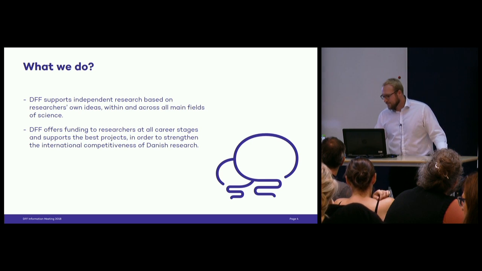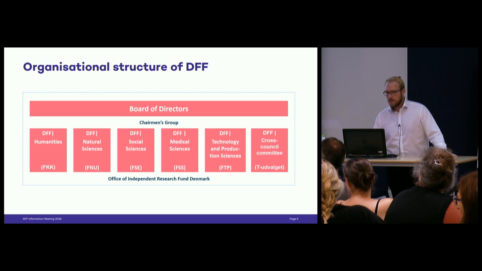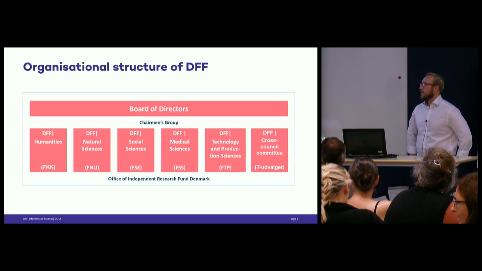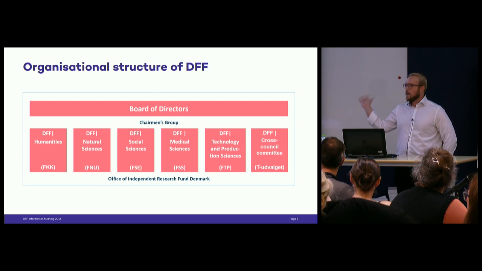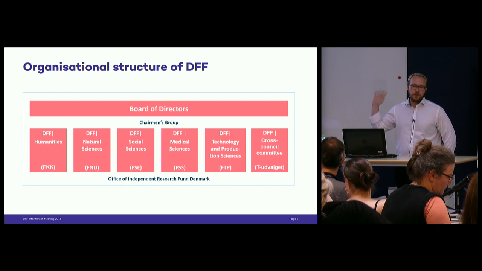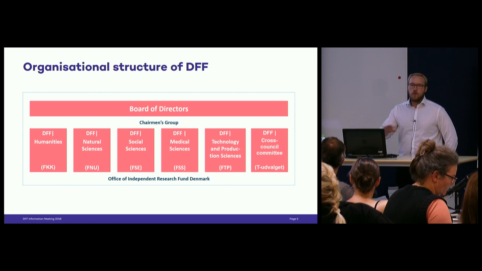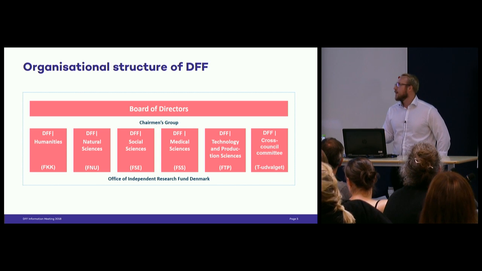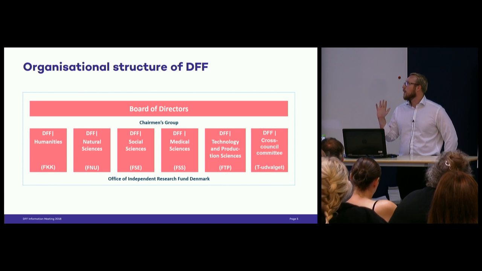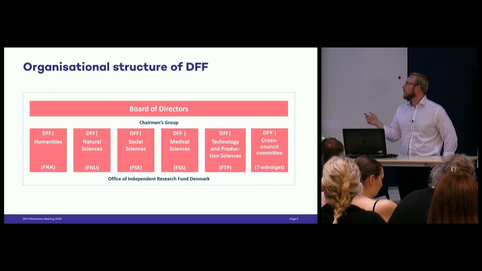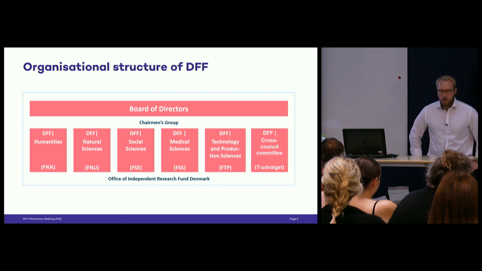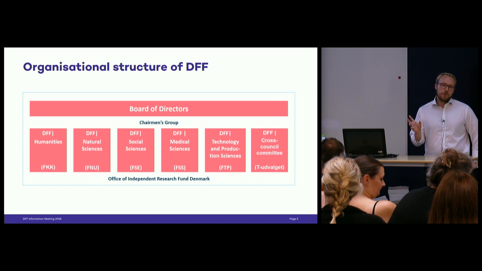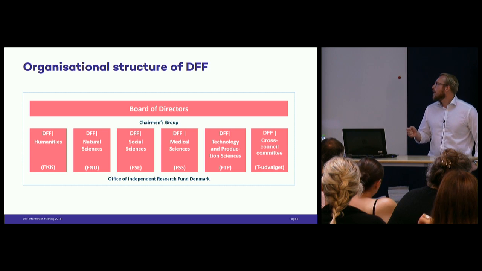Yeah, welcome. So this is the organizational structure of DFF. Us mere bureaucrats are at the bottom, and we service the research councils, which cover all scientific fields, or at least we aim to. So there's the Humanities Council, the Natural Sciences Council, Social Sciences, Medical Sciences, and Technological and Production Sciences. Beyond that, we have a cross-council committee, which handles cross-council interdisciplinary proposals.